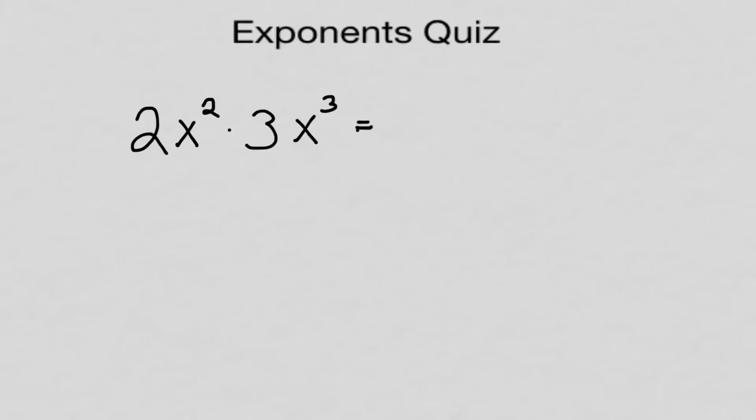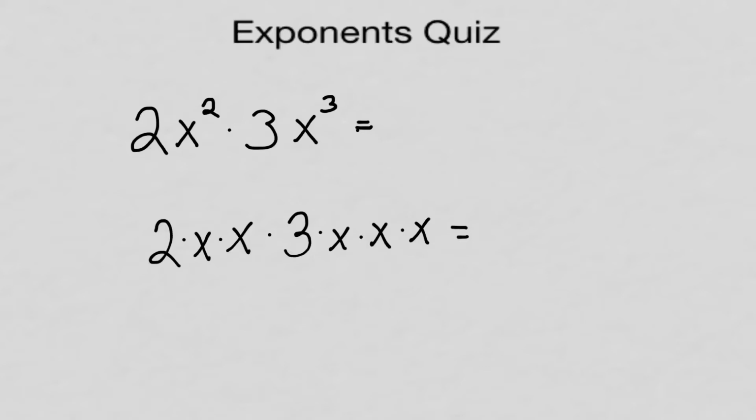All right, this first problem is straight multiplication. I want to elaborate on this one a little bit. 2x squared, let's talk about what that is. That's 2 times x times x. I'm going to multiply that by 3x cubed. That's 3 times x times x times x. If I spread it out like that, now you can actually see what we're working with here.